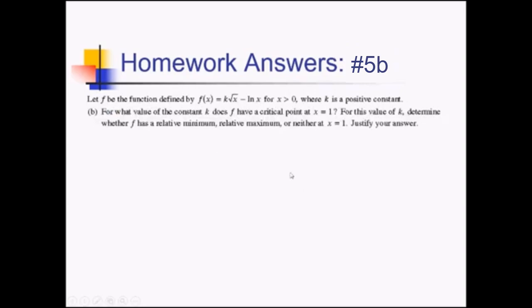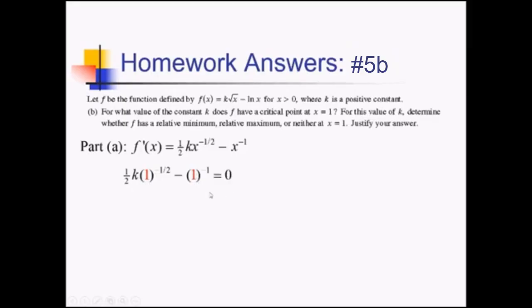For this problem part, we want to know for what value of k does f have a critical point at x equals 1, and then is that going to be a relative min, max, or neither, with justification. Okay, so let's find k first. For critical points, we basically need to figure out when I plug in 1 to my f prime, at what k value does that all come out to 0? So if I look at my f prime that I created in part A, here it is again. So if I plug 1 into all of this, so 1/2 times k times 1 to the negative 1/2 minus 1 to the negative 1, if I do that, what value of k makes all this come out to 0?